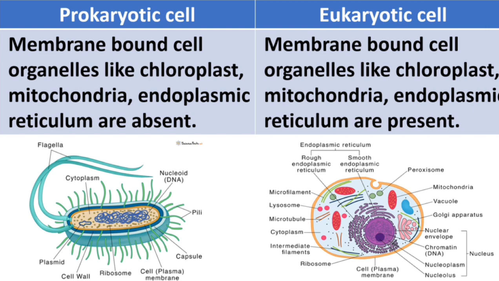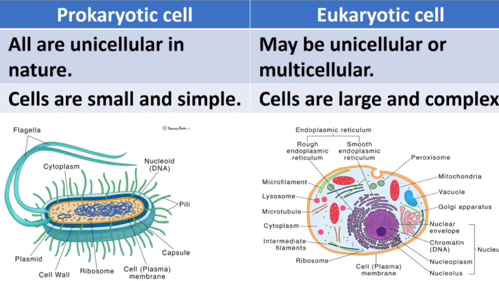And all these prokaryotic cells, they are unicellular in nature and these cells are simple and smaller in size and they have simple cellular organization. Whereas eukaryotic cells may be multicellular or unicellular, and the cells are large and complex in nature. So these are some of the differences between the prokaryotic cell and eukaryotic cell.